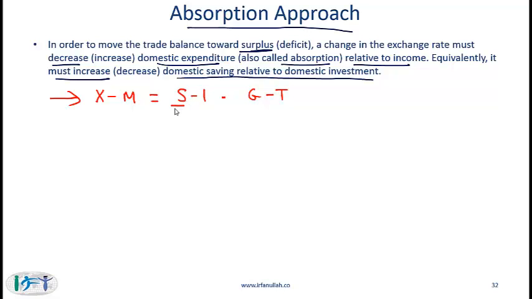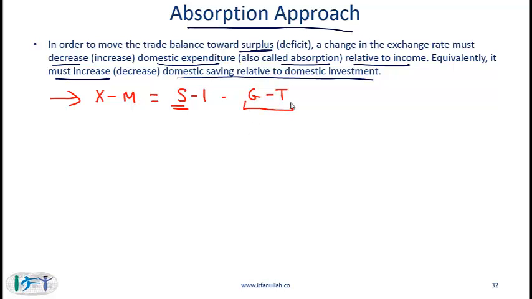If there is an increase in savings relative to investment, then X minus M goes up. X minus M goes up means that we move towards a surplus. If we are in a deficit, then the deficit becomes less. If we have a surplus, then the surplus increases.